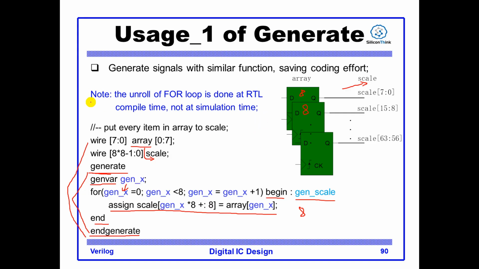And please pay attention to that. The unroll of the for loop here is done at RTL compile time. That is, when you compile the RTL, the compile tool will change this for loop to 8 lines of assign. They are not unrolled at simulation time. This is a concept you have to understand.